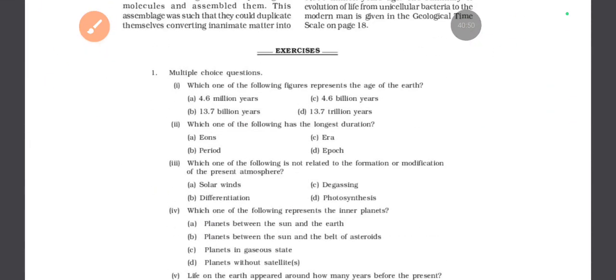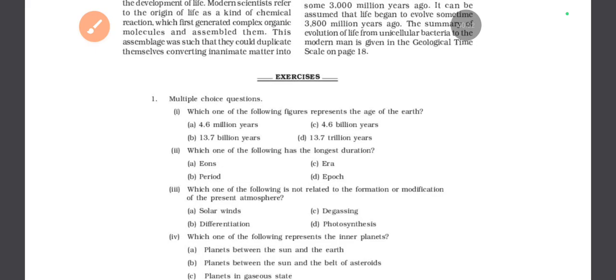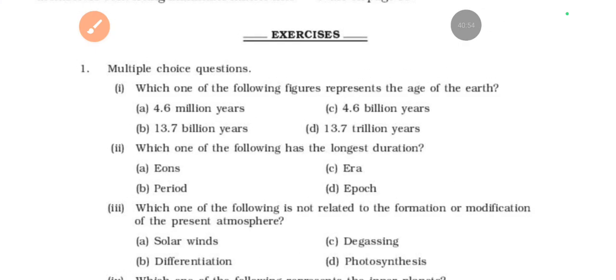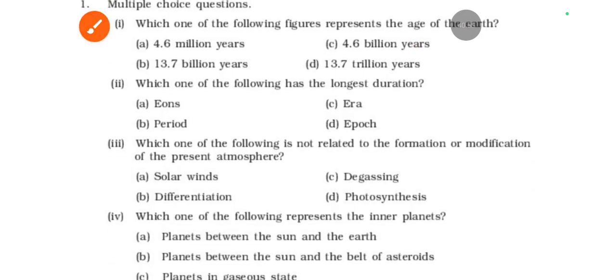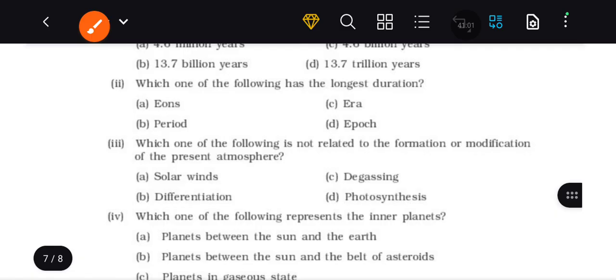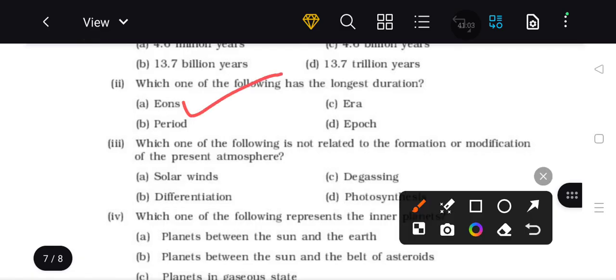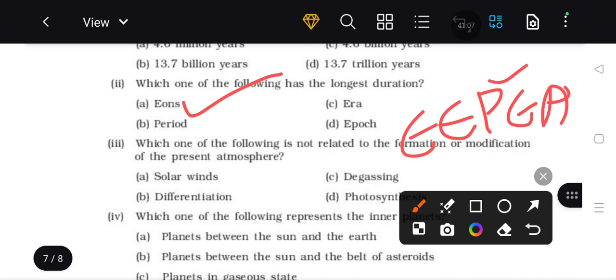So let's see if there is any question related to the geological timescale. Which one of the following figures represents the age of the earth? It is definitely 4.6 billion years. Which of the following has the longest duration? So that is eon. We have studied, right? Eon, era, period, epoch and age.